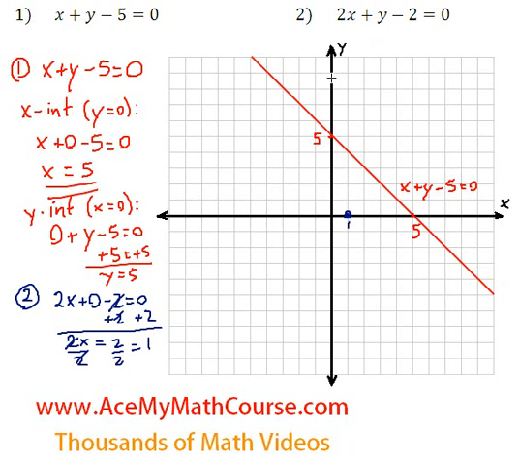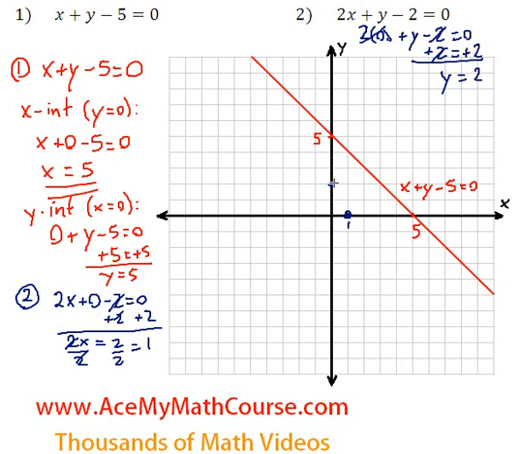Well, now we have to just plug in 0 for x. So 2 times 0 plus y minus 2 equals 0. 2 times 0 is just 0. y minus 2 is 0, so I can add 2 to both sides of the equation. And y is equal to 0 plus 2, 2. Right here. y is equal to 2.